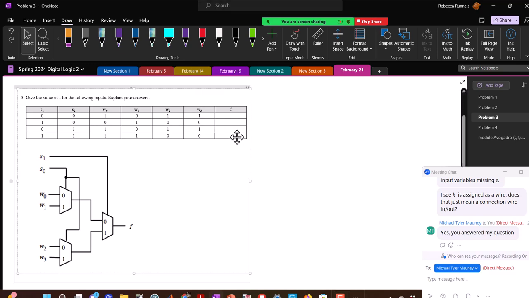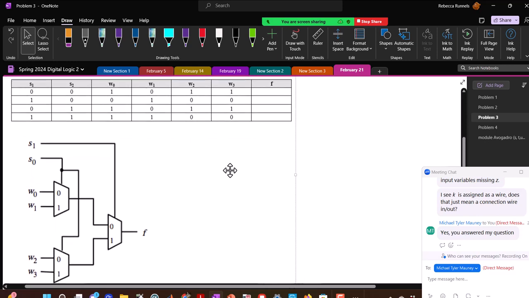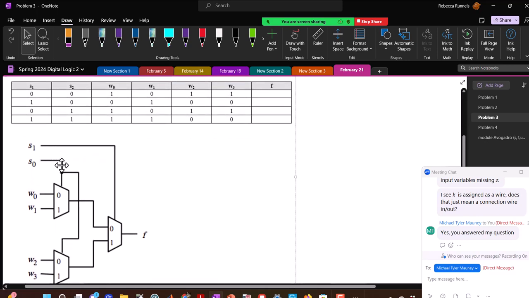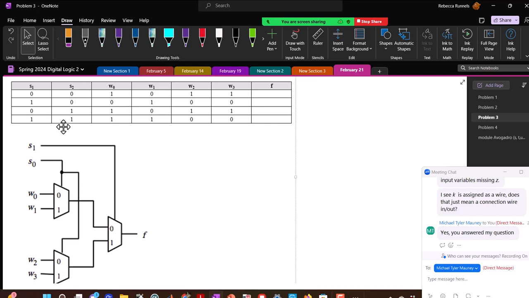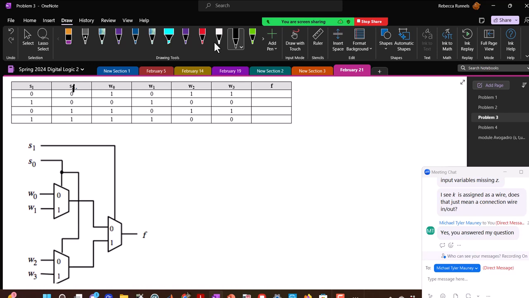I have a circuit, and in this circuit I've given you some examples of S1 and S0, except I forgot that I've got this typo. S0 and this is S1. W0, W1, W2, W3, and F. So the first column is S0 and S1? Sure, yes. Let's make that S0 and S1.